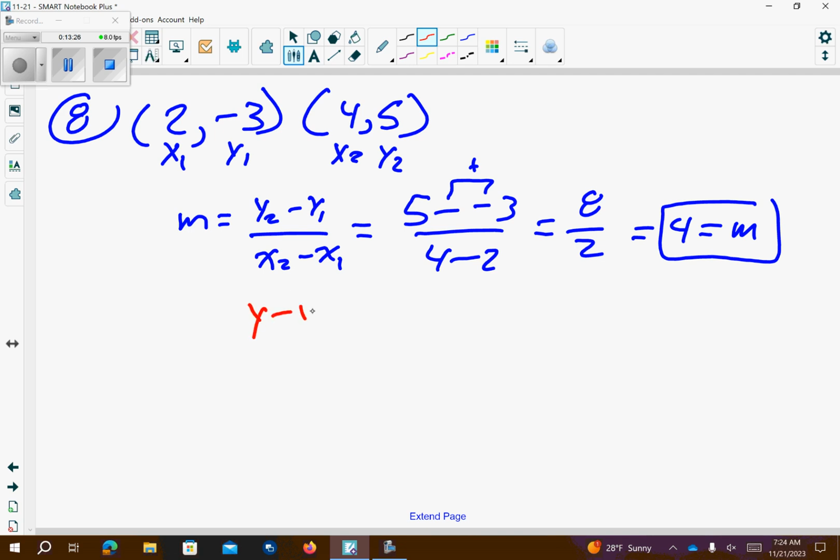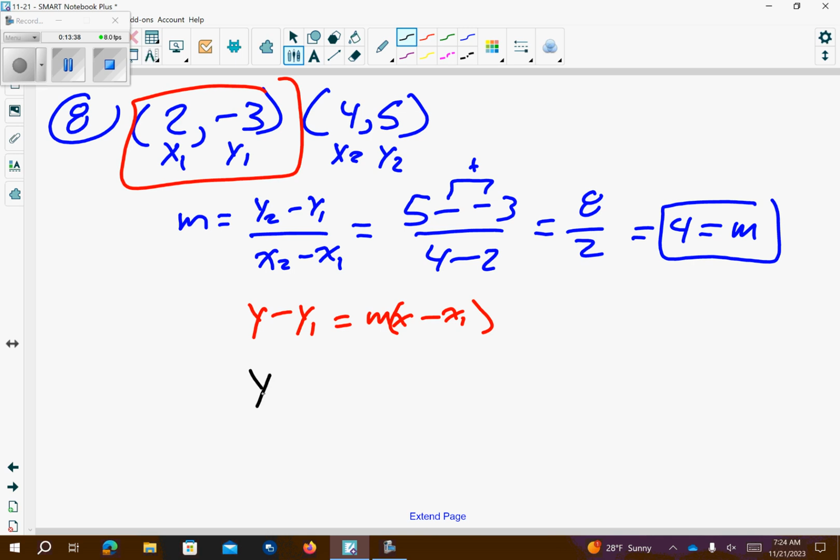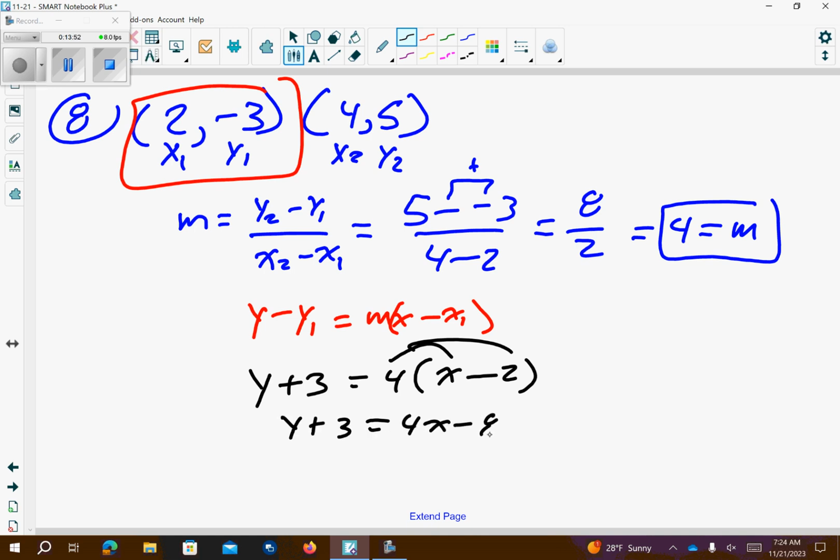Then I'm going to use my point slope equation, which is this. Realize I have x1 and y1, so I'm going to use these values. So y plus 3, because it's negative 3 up there. Slope is 4. X minus, it was a positive 2, now it's a negative 2. Go ahead and distribute over the parentheses. Subtract 3 from both sides. So y equals 4x minus 11.